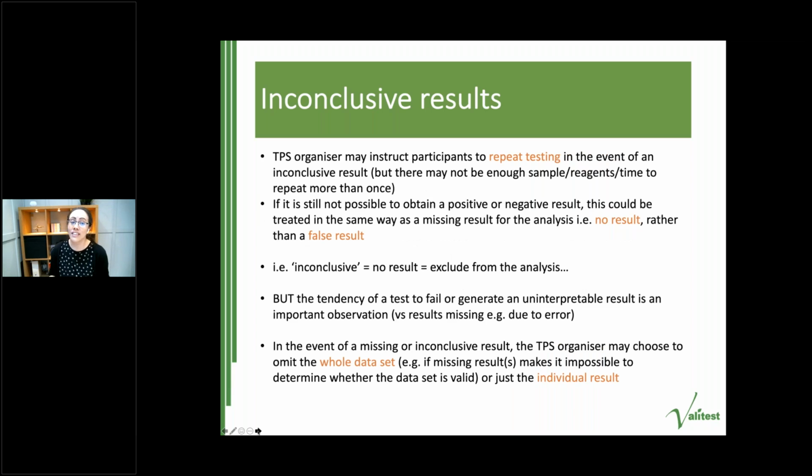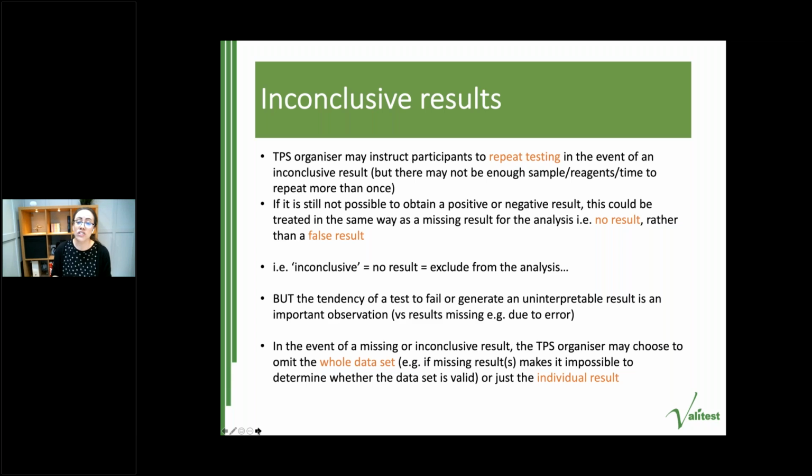So in real life testing in the lab, if you got an inconclusive result, a result which you couldn't reliably interpret either way, then you would probably repeat the test. And the TPS organizer might instruct participants to do that. So if you get any inconclusive or uninterpretable results, just repeat the test for that sample. Obviously, the amount of sample is limited in a TPS, the amount of reagents might be limited, the amount of time that you have to do the testing is almost certainly limited. So it might be possible to do a certain amount of repeated testing, but not indefinitely. You can't repeat over and over and over until you get a conclusive result.